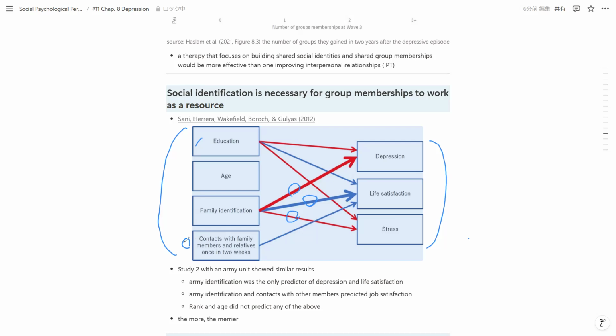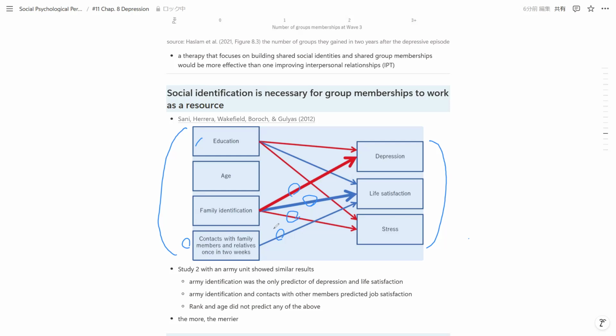Whether they had contact with their family members and relatives was positively related with only life satisfaction, but it didn't predict their depressive symptoms or the levels of stress they experience. So it's not really how often you meet with your family members or relatives, but how strongly you feel that you are a member of your family, how strongly you identify yourself with your family. That is the predictor of well-being outcomes.